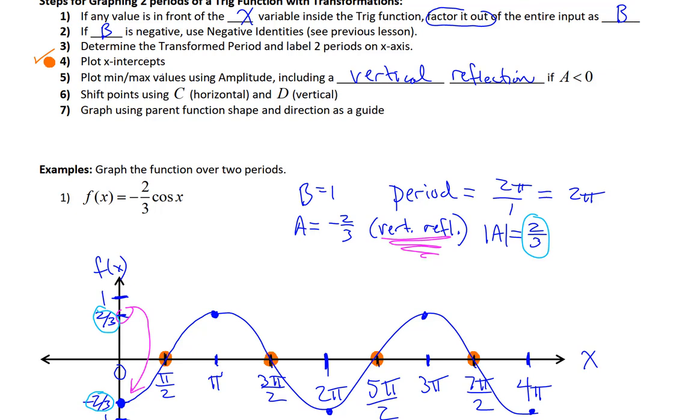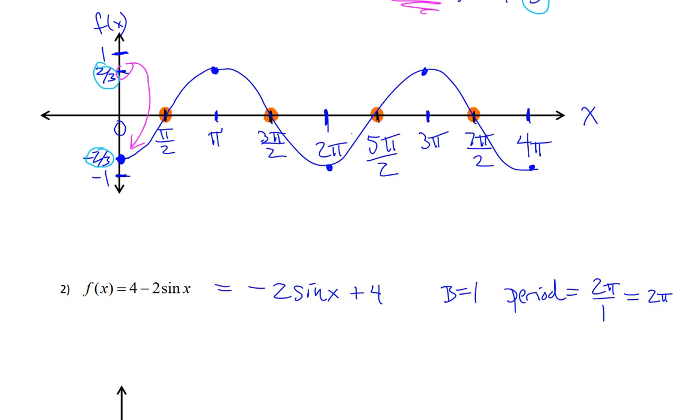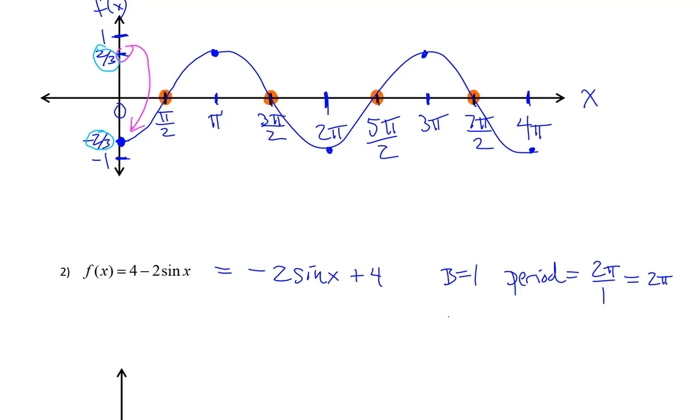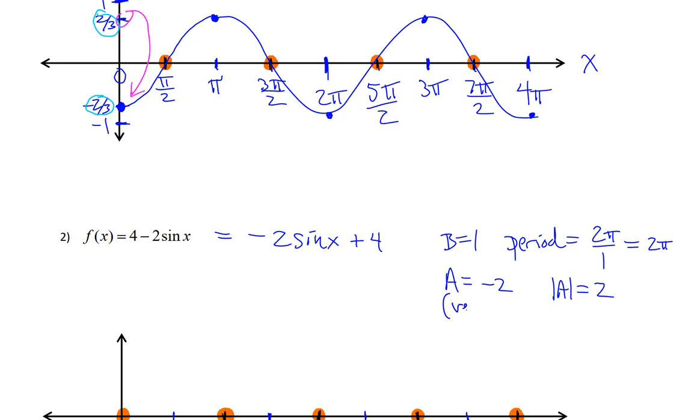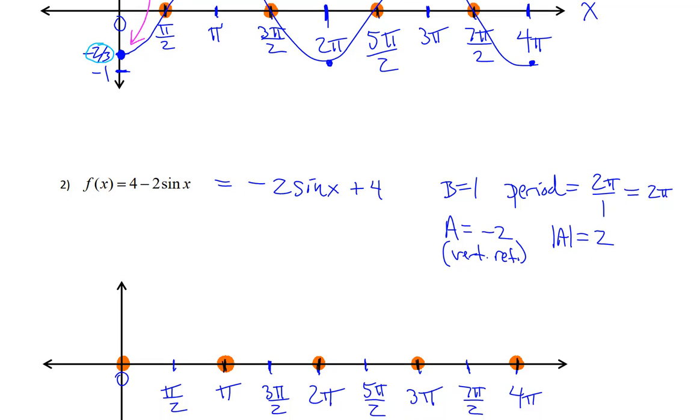Step 5 is going to be to plot the min and max values using the amplitude and any vertical reflection. Well, in this function, let's recall here, for number 2 that our a value is actually now -2. Once we rearrange the function a little bit, a is in front here, it's -2, which means the absolute value of a is +2. Now, since a is negative, that means there is going to be a vertical reflection, and then the amplitude, of course, will be 2, which will stretch our graph vertically a little bit taller and then lower than it was in the parent function. So let's start plotting some things here.